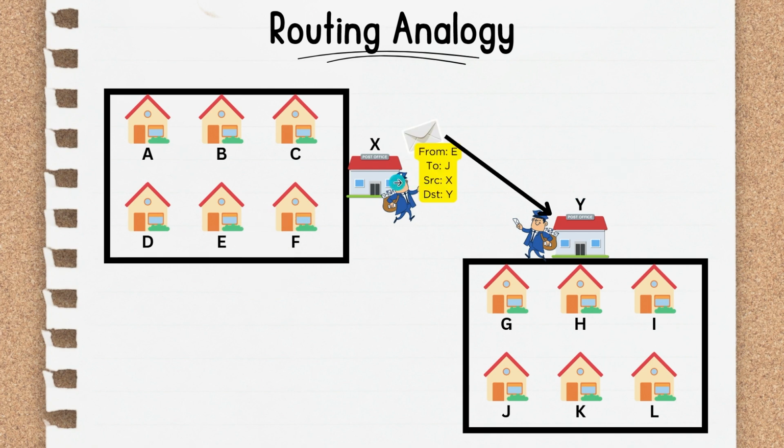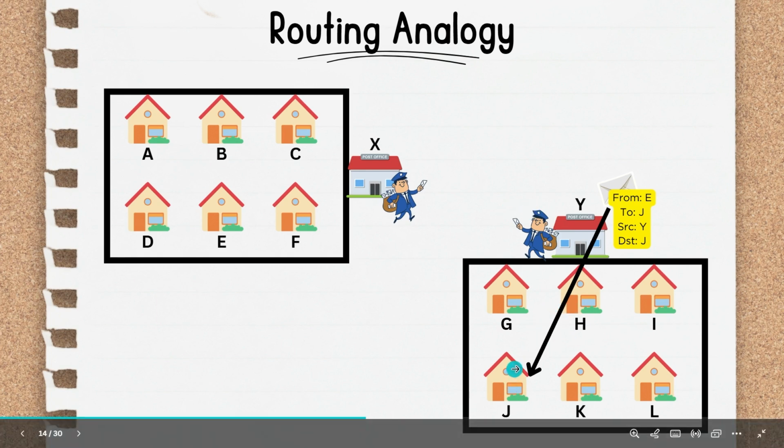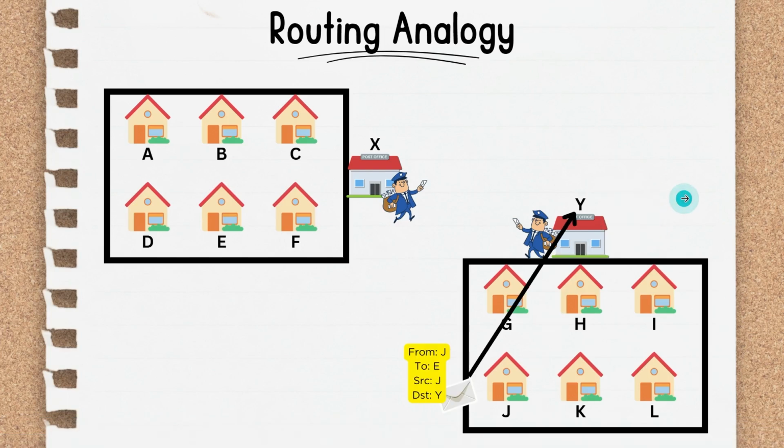After that, this postman knows that if there is a destination J, the postman of J can connect to me with this particular destination. So basically it will pass the message to this postman. And since the postman of this society knows that J is living here, it will pass the message. So you see the source and destination being changed.